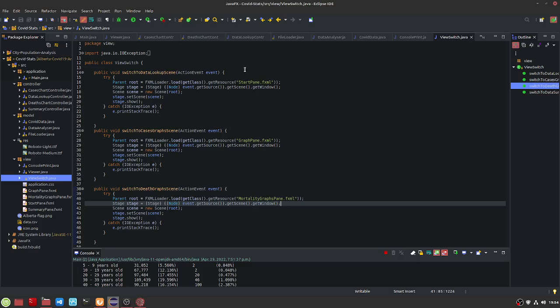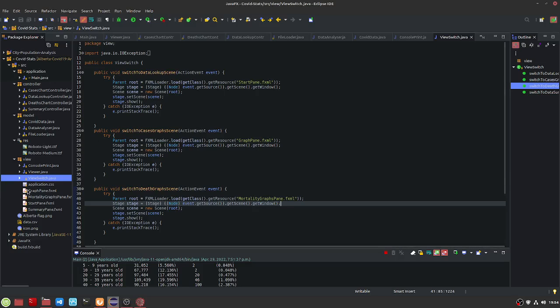Today I'll be showing my latest Java project, which includes CSV files, kind of like database parsing and lookups, along with some data analysis. It's related to the COVID-19 pandemic in Alberta and includes quite a bit of data.